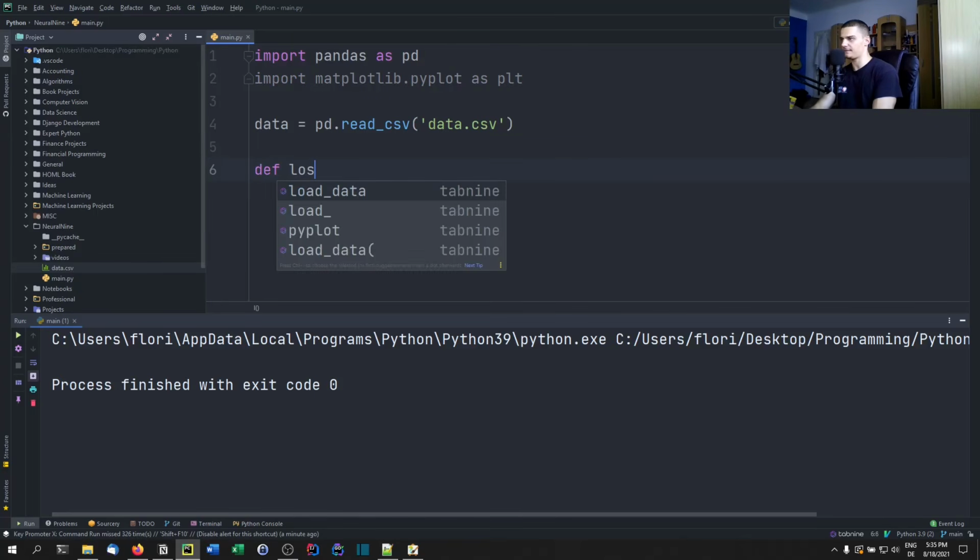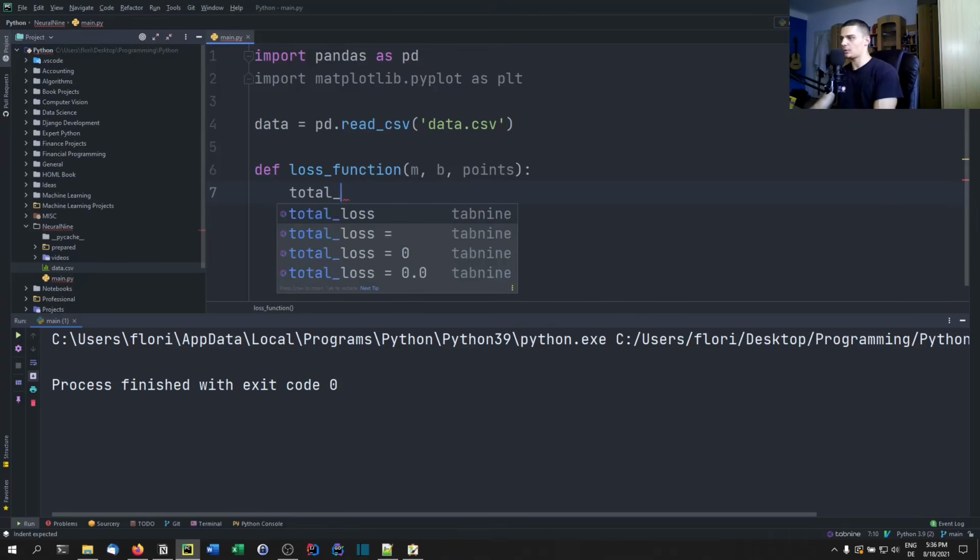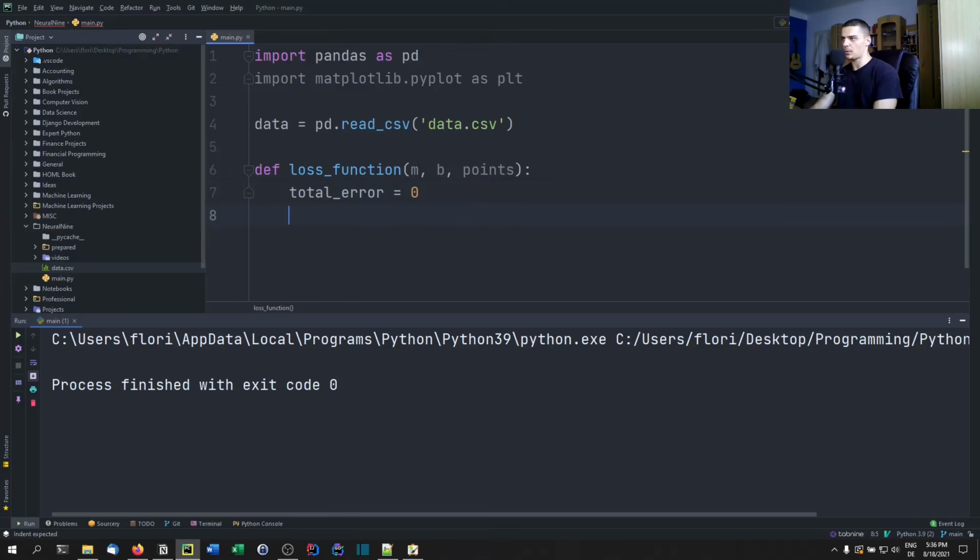So we're going to say def loss_function. You can also call this mean squared error. And to this function, we need to pass the m value, the b value, and the points that we have, the actual data points. So in our case, data. What we're going to do here is we're basically going to say we have a total error, which starts at 0. And what we do is we add all the individual squared errors to that. And in the end, we divide by the amount of points.